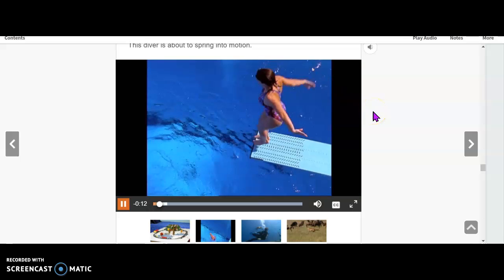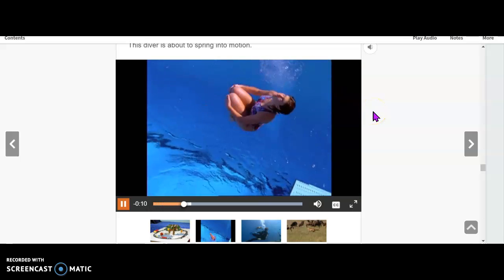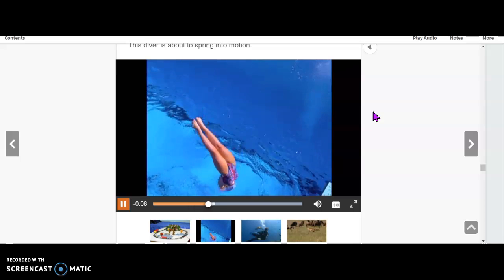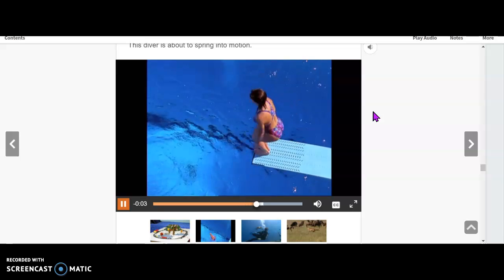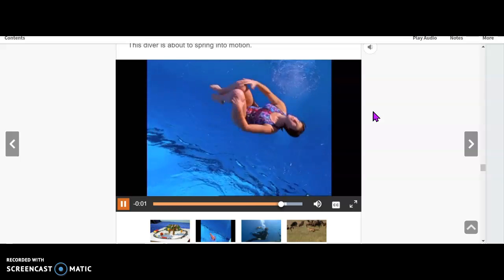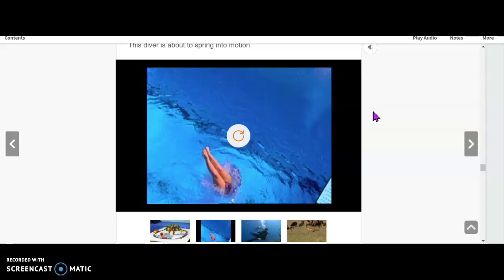What about a swimmer? Can I predict what's going to happen next? She jumped up, which means she'll go right back down. It's very predictable. I can tell what's going to happen next. Divers bounce to go up, and then they fall right into the pool.